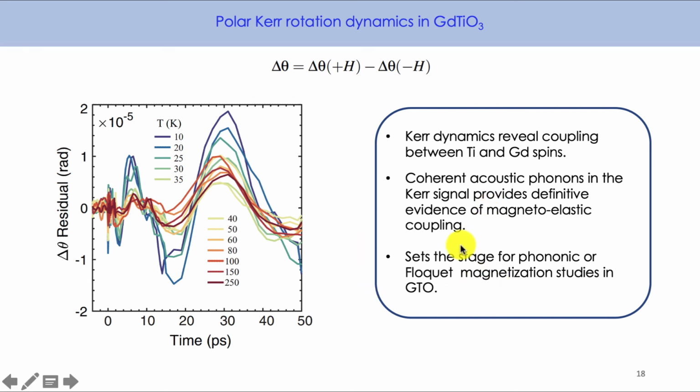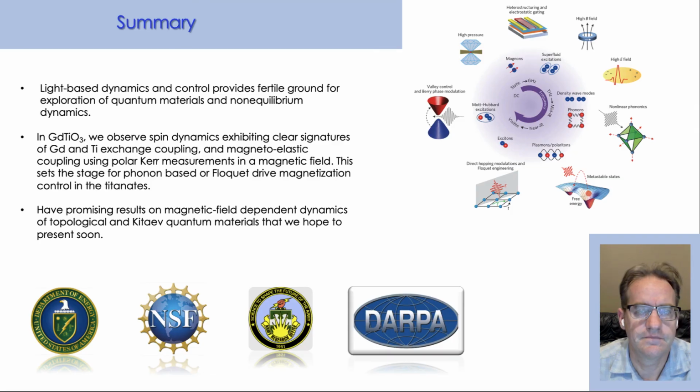This really sets the stage for doing measurements like these phononic or flow K magnetization studies, which are somewhat harder, but now we have a better understanding of the material, so we're well prepared to go and try to do those measurements. I think this is just one example where you have to very carefully plan the experiments in a stepwise fashion to go towards these really exciting ideas, which is where we're headed.